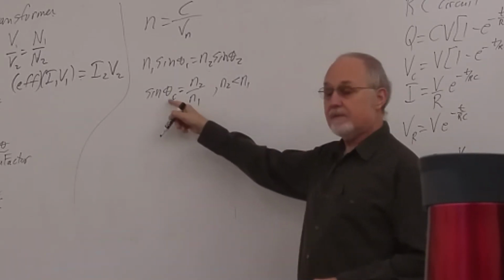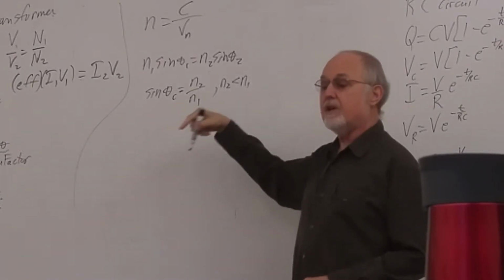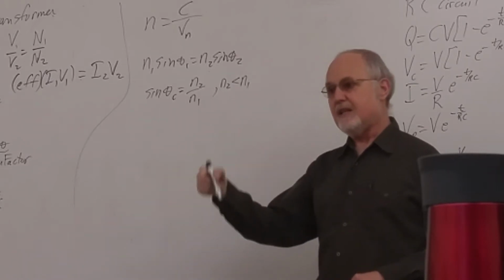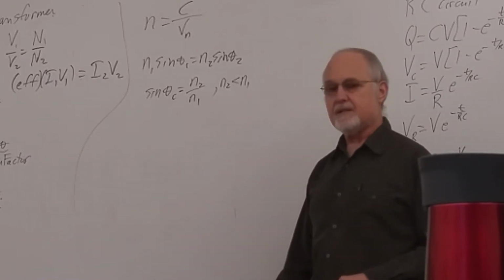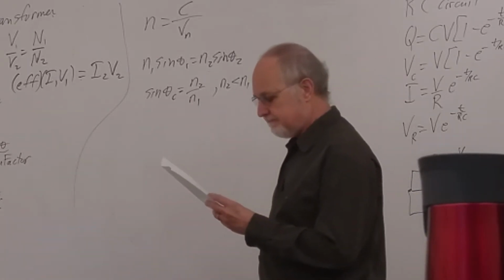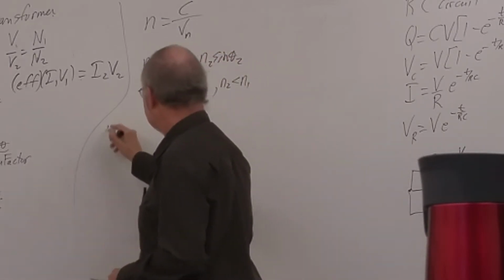If theta 1 is bigger than this critical angle, then there's no refraction. Everything reflects and stays inside the first medium. That's total internal reflection. Had that. Mirrors and lenses.